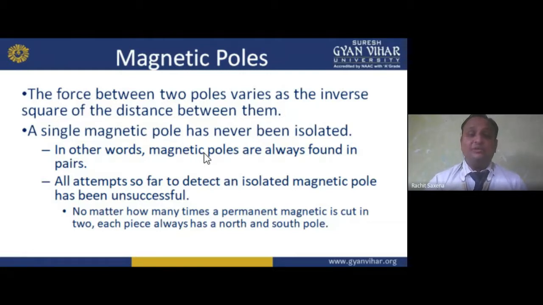Now this is the new thing we are going to cover. Basically it is an old thing, but it is new for new students. The force between two poles, north and south, varies as the inverse square of the distance between them. Means if the distance between them is d, the force varies as the inverse of d square. Okay. Now, a simple magnetic pole has never been isolated.